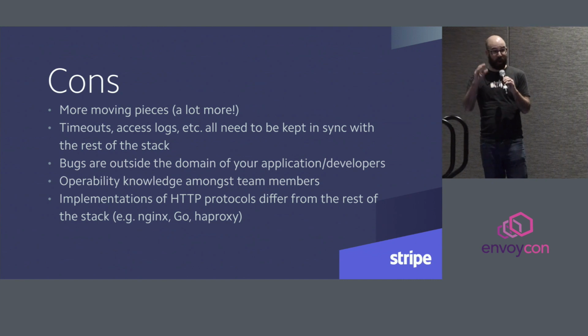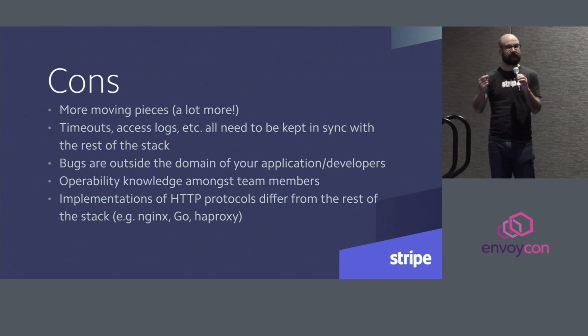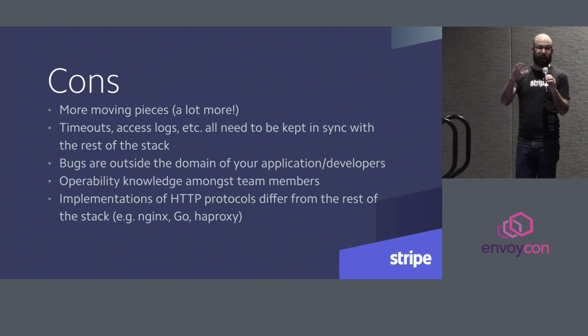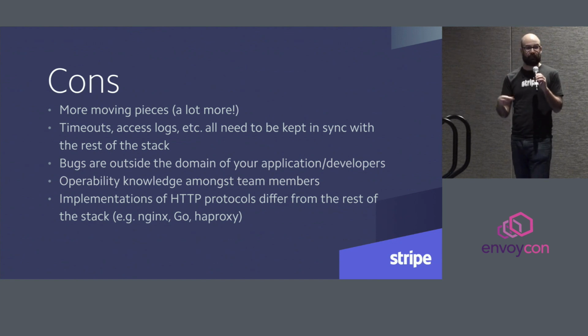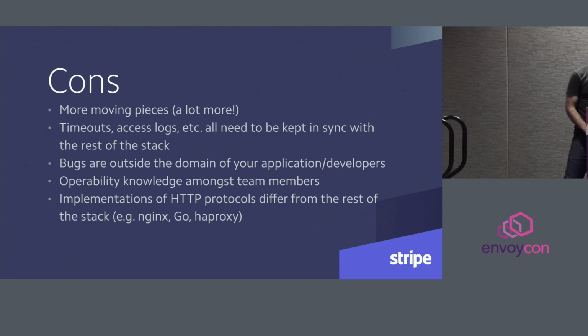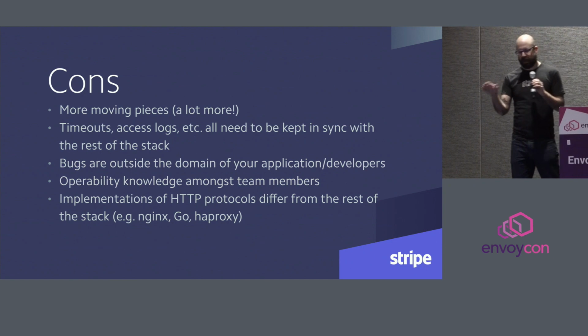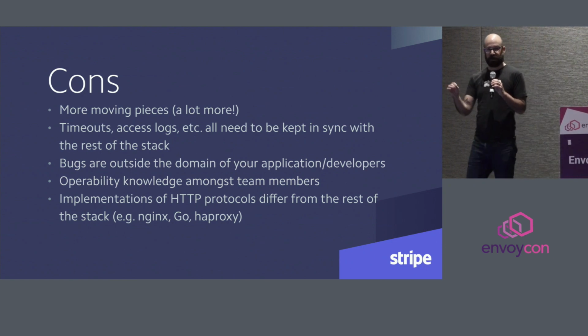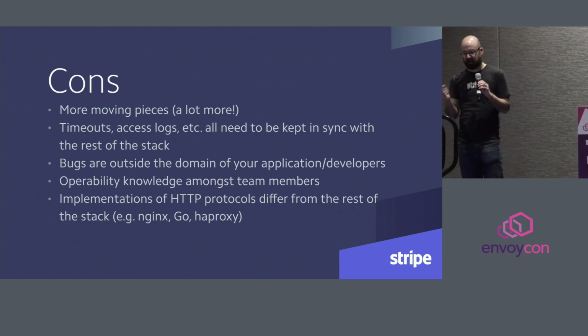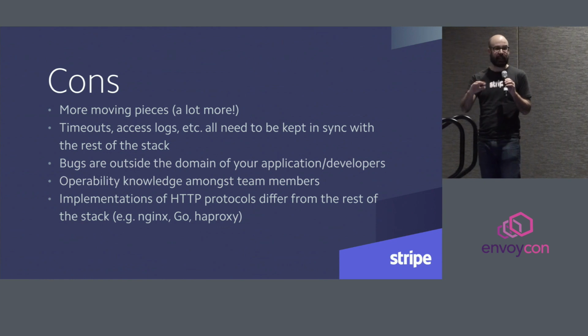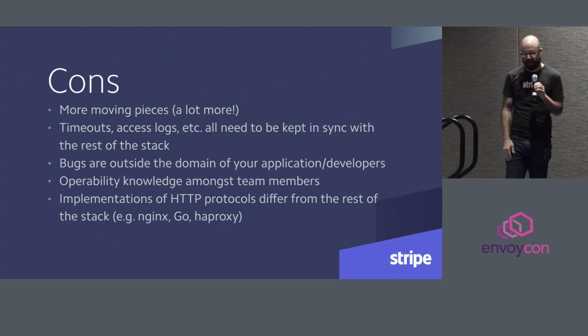So they need to know where the knobs are. How do I change config? How do I go about manipulating Envoy in practice? Things like timeouts and access logs and vestiges of network behavior that live in your app still need to be kept in sync with Envoy. That's kind of a minor point.